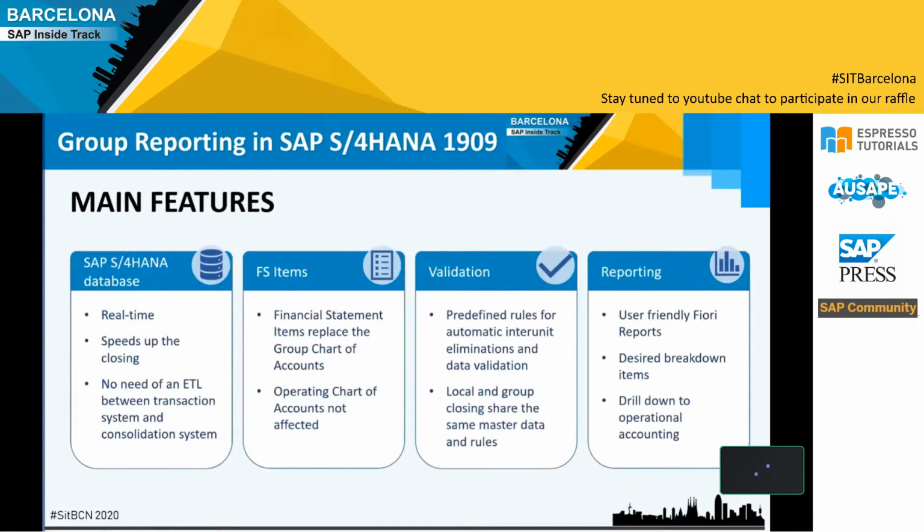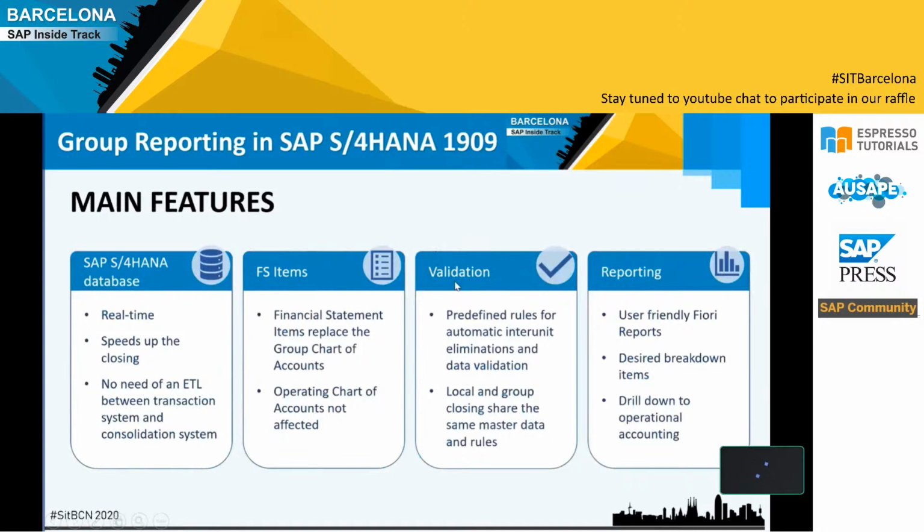So what are the main features? First, it's in the S/4HANA database, and that allows real-time access to the finance records, speeding up the closing processes, and it's not needed to have any ETL or interface between the transactional finance system and the consolidation records. It also includes the new concept of financial statement items, which are the accounts within the consolidation system in group reporting, replacing the group chart of accounts. The good thing is that since the operating chart of accounts does not need to be modified, you can keep standardized financial statement item records.